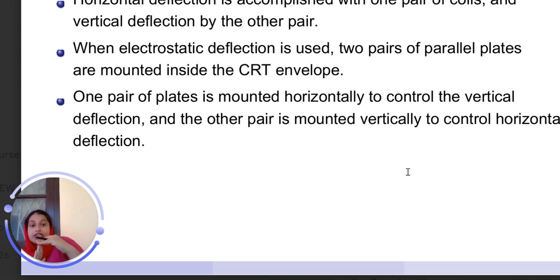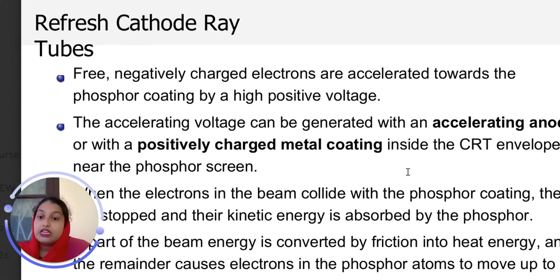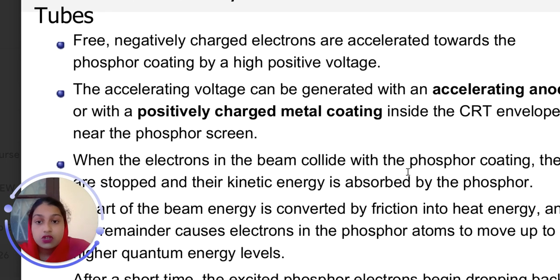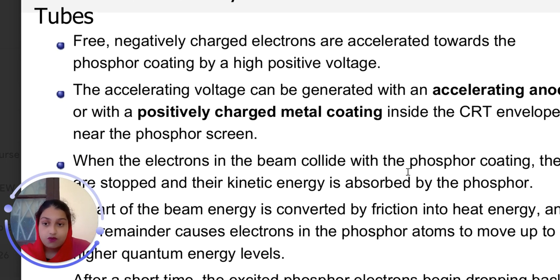So, the horizontal plate is used to control the vertical deflection. We have two horizontal plates to control the vertical deflection, and we have vertical plates to control the horizontal deflection. Free negatively charged electrons are accelerated towards the phosphor coating by a high positive voltage.